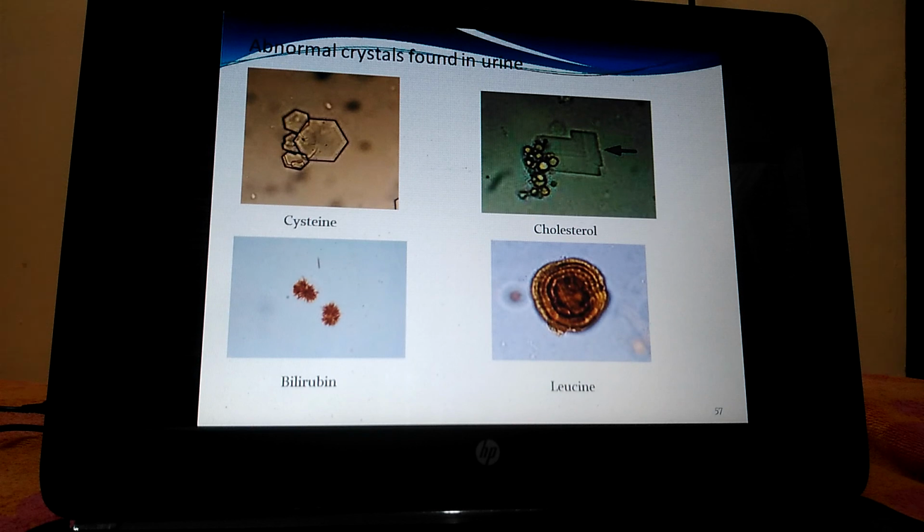Here you can see pictures of cystine crystals, cholesterol crystals, bilirubin crystals, and leucine crystals.